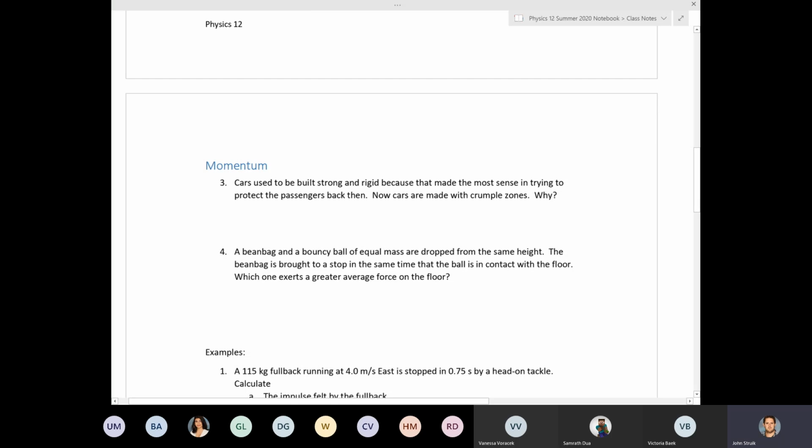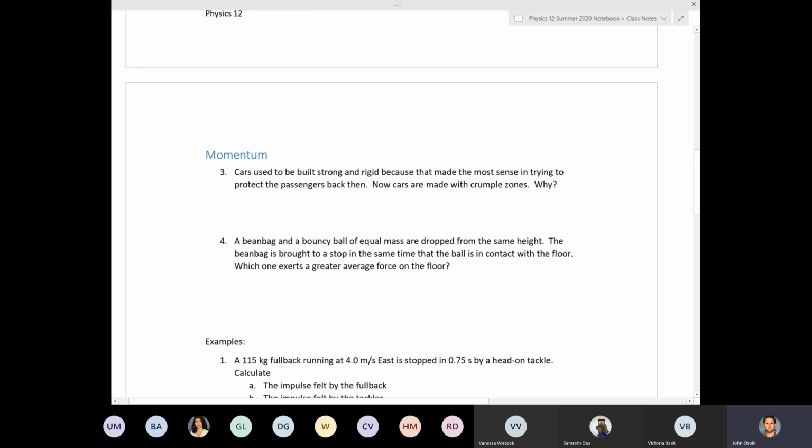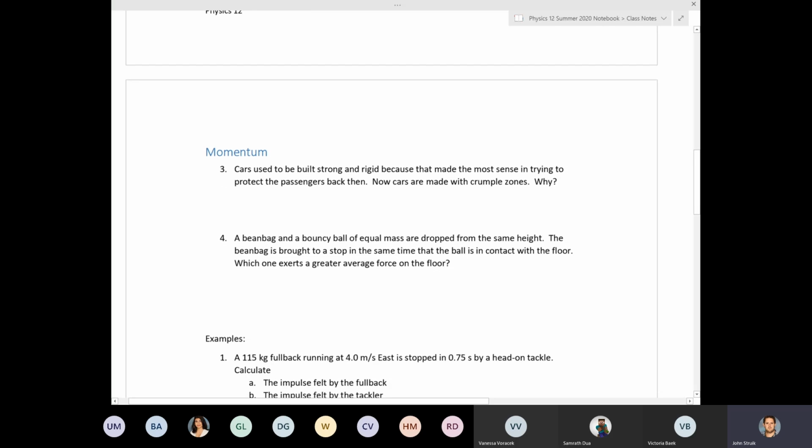So number 3. When I learned how to drive, I learned in this boat of a car that was really rigid, and if I got into an accident, it probably wouldn't have been good. But back in the day, we used to build cars that could get into accidents and then the cars were totally fine. Now if you're in a fender bender, your car is a write-off because it's totally destroyed. Okay, that's not the way it used to be.